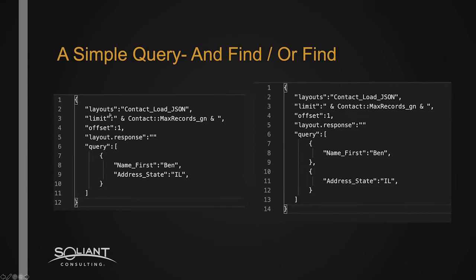So in this example here, I'm doing a search for anybody whose first name is Ben or contains Ben and lives in Illinois. And so that's the example of an AND find. If you wanted to do this as an OR, on the right here, you can see it as an OR, where I'm going to query anybody whose name is Ben or anybody who lives in Illinois. So I do 2 separate JSON elements instead of one.